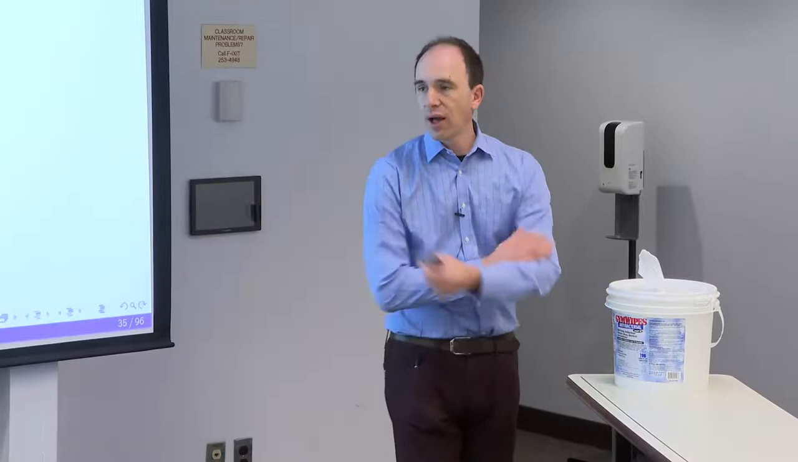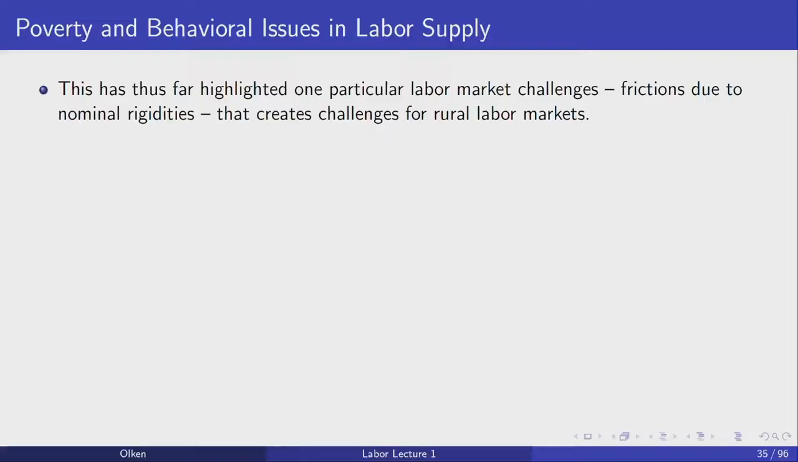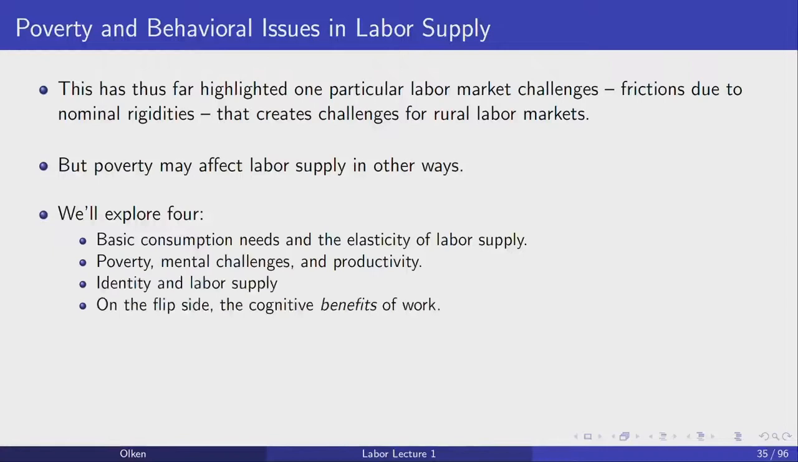So the final set of topics on labor supply that I want to talk about, I won't get to finish them, but I'll start them, is some papers about poverty and behavioral issues in labor supply. One issue that we talked about in general was having these labor market frictions. There may be other things affecting these rural labor markets due to the fact that these people are really poor. And so how can we think about those issues?